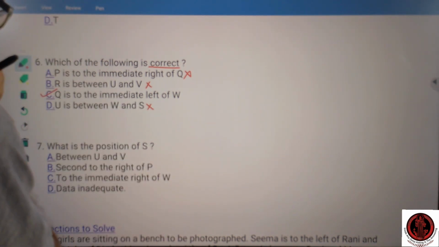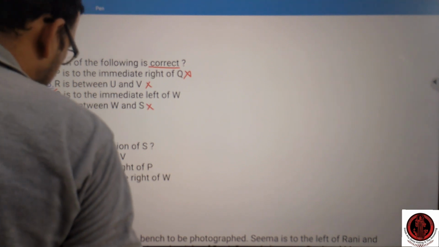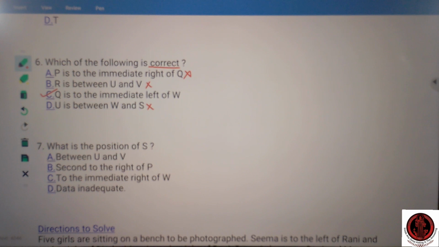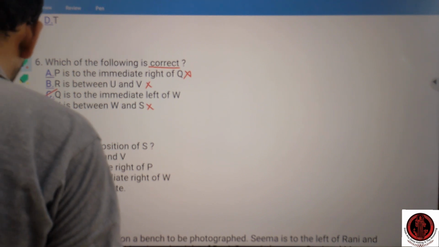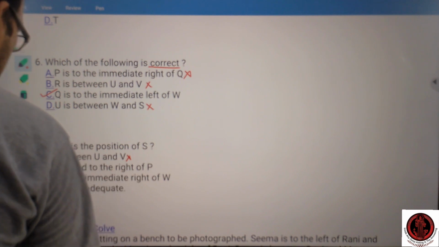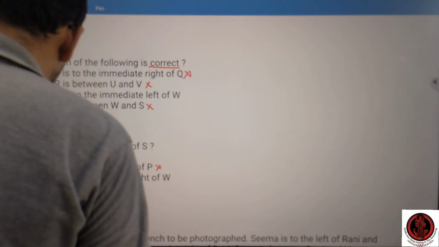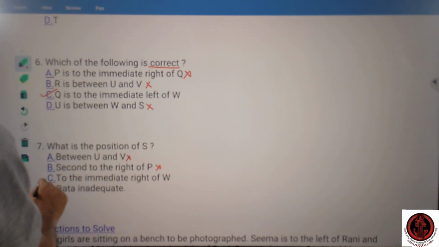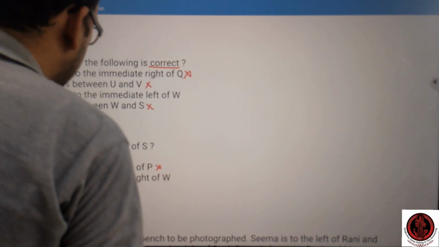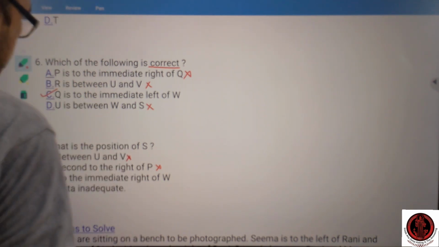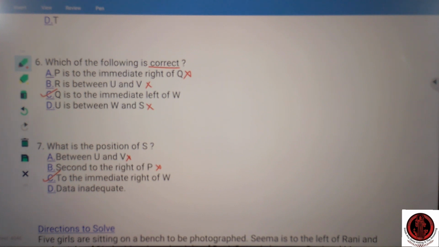What is the position of S? According to the options, position of S between U and V. No, that is wrong. Second to the right of P. That is also wrong. Now position of S to the immediate right of W. Immediate right of W is correct. Option C is correct. The position of S is to the immediate right of W.